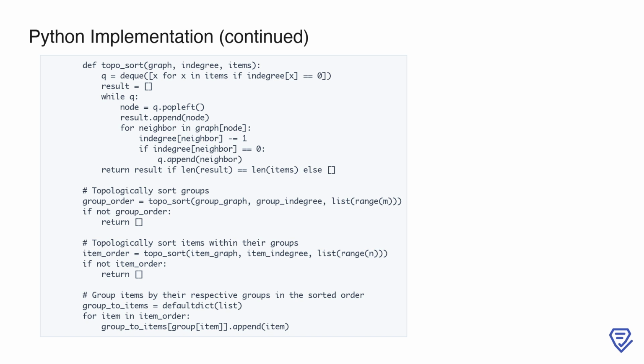We then use this function to sort the groups first. If the group topological sort fails, we return an empty result since the dependencies are invalid. Similarly, we sort the items within their respective groups. If the item topological sort fails, we again return an empty result. After sorting the items, we organize them by their groups, creating a mapping of groups to the list of items they contain, based on the sorted order.